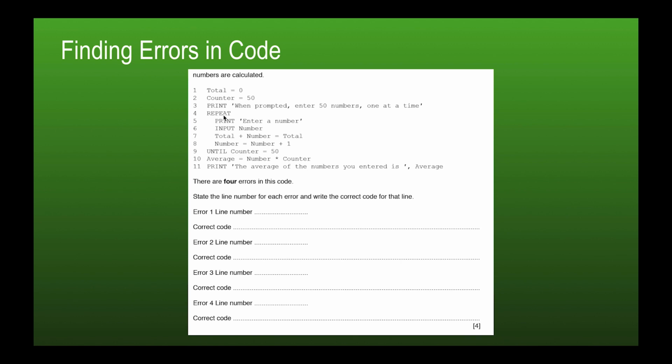Next we come into a loop here, and the first thing it asks the user to do is to enter a number. We input that number, and then it says that the total plus number will equal total. This one is a really easy error for you. There's no logic here at all in the error. It's a syntax error. So two types of error, logic and syntax. This is syntax. It's just completely the wrong way around.